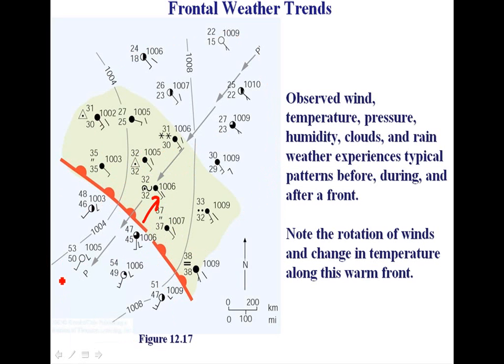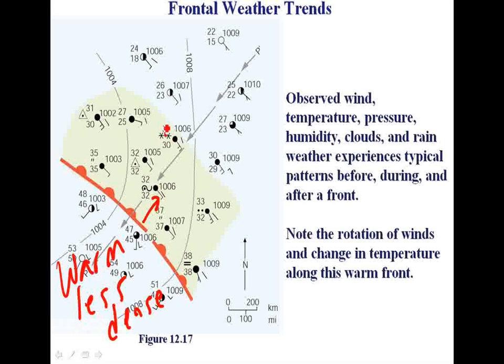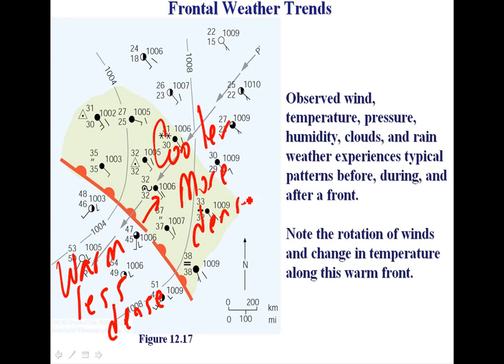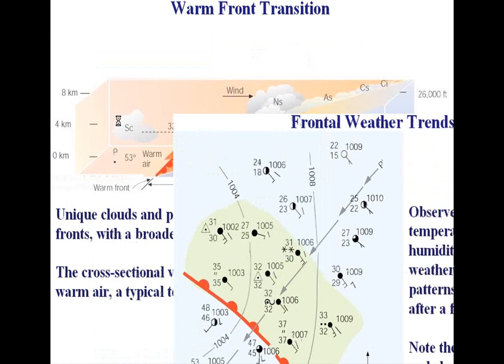So we have warm, less dense air sitting behind the warm front. We have cooler, more dense air out ahead of the warm front. So what ends up happening, this warm air hits the cold air and begins to rise. And as the air begins to rise, it begins to cool, eventually condenses, producing precipitation.